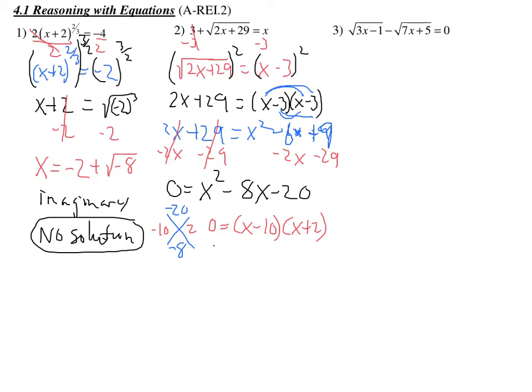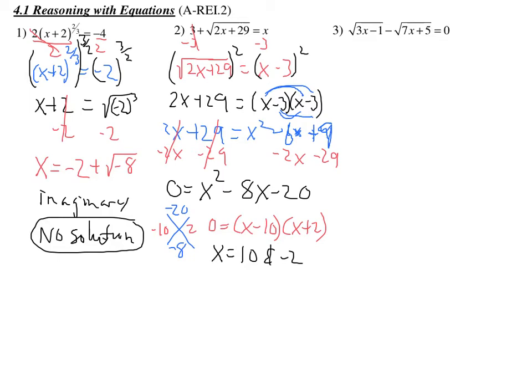So what are my solutions or my zeros? It's the opposite. So what you're saying is what minus 10 gives you 0, what plus 2 gives you 0. So to get my zeros, it would be 10 and negative 2. Now these are your answers, but we have to check them.